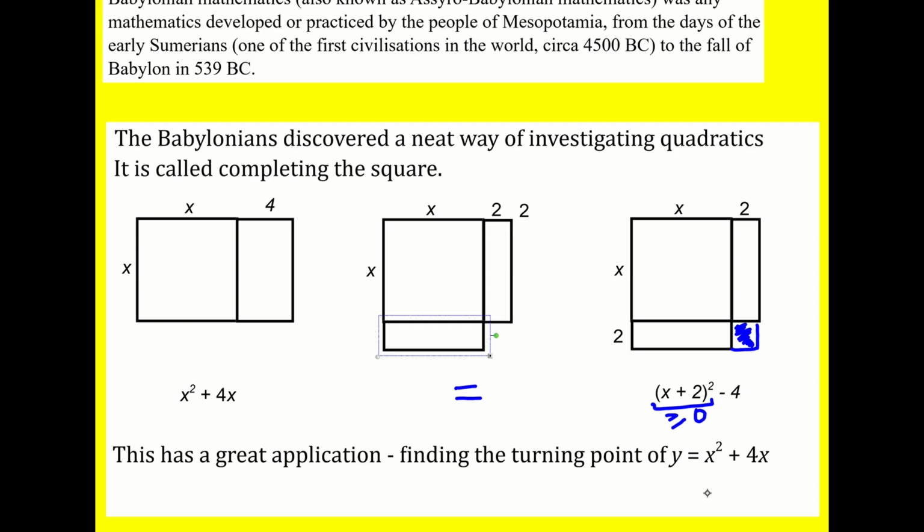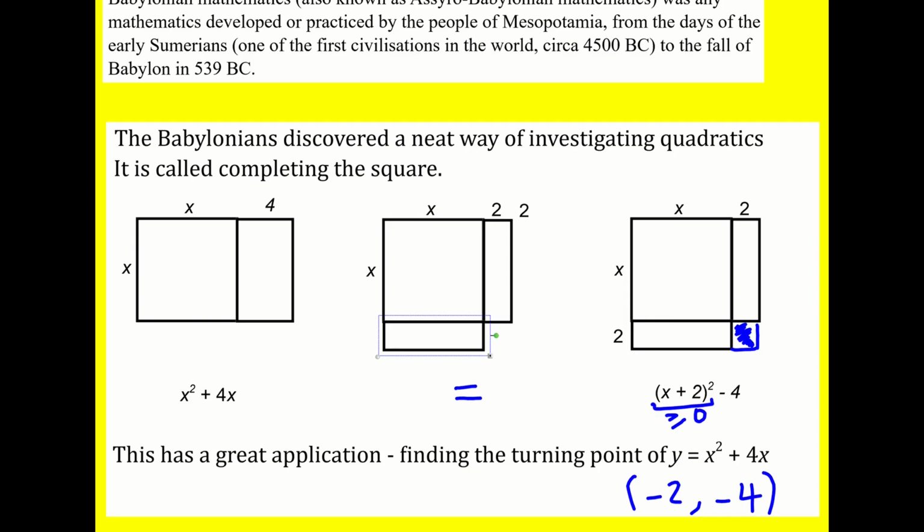The turning point is going to be when y is equal to minus 4. It can't get any less than that, because how can it be minus 5? There's no way I could get that. And then what is the value of x which gives me the minus 4? Well, it's going to be when this bracket is equal to 0, when x plus 2 is equal to 0, or when x is equal to minus 2. And what we can then write down is the turning point.